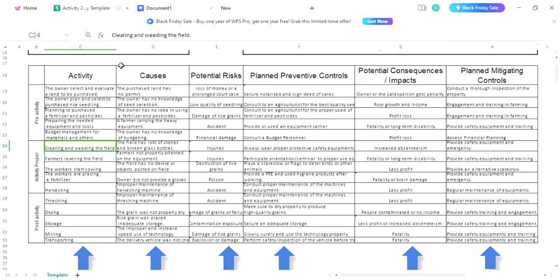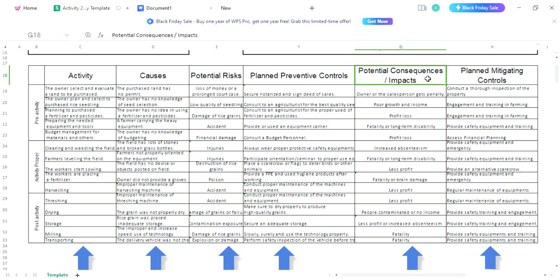So for the first column, these are the activities of the project. The second column, these are the results of the activities that might cause a risk. The third column, these are the results of the causes that can create a possibility of a negative impact. For the fourth column, these are the activities done, equipment introduced or utilized, and guidelines implemented to reduce, avoid, or transfer the probability of such risk from happening.